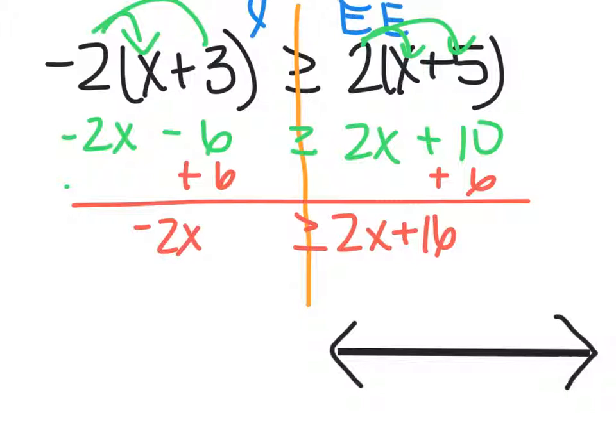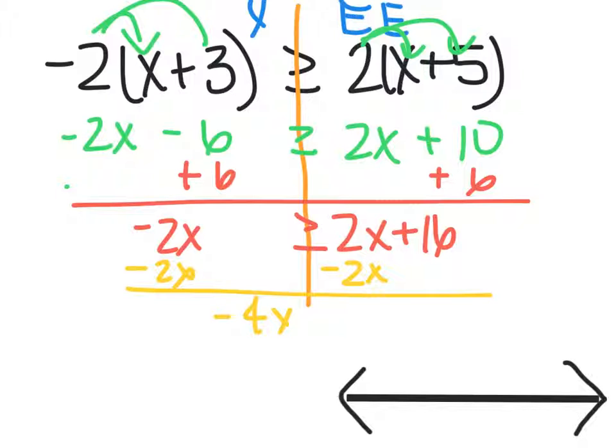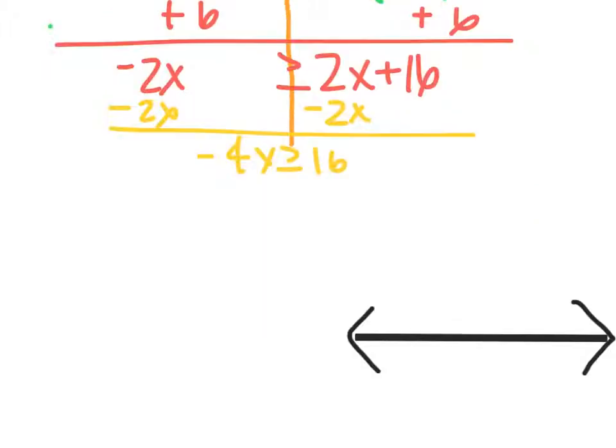Now I need to get rid of this 2x that's over here on the right because it has an x, so it needs to be on the left. So I'm going to minus 2x from both sides. So negative 2x minus 2x is negative 4x. And it's still greater than or equal to 16.